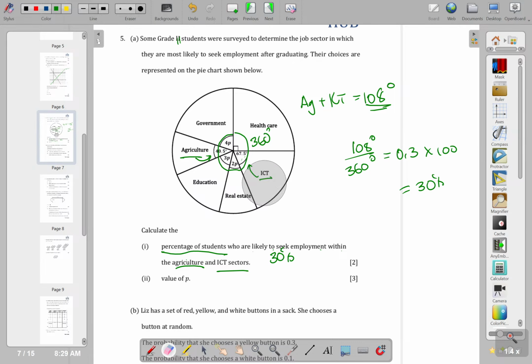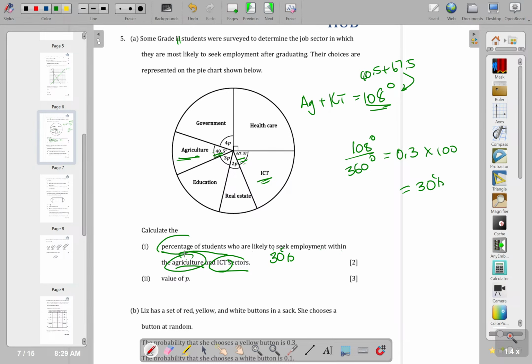So make sure we understand what just happened. We're given interest based on, we wanted agriculture and we wanted ICT. So I grabbed the total amount of degrees that these were allocated. That's 108. I did 40.5 plus 67.5 and I got this. Push your calculator if you need to. Okay. Now they don't want degrees though, people.